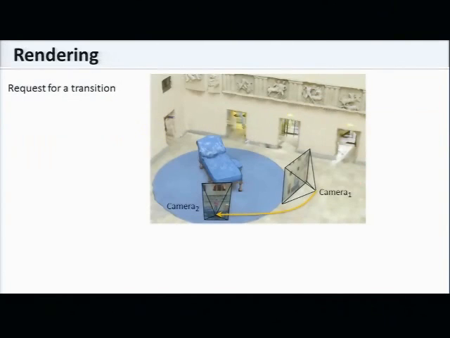So the navigation system is particular, but the initial part is pretty basic, because once you are attached to a camera, you just display the camera and everything is fine. But the problem is that when the user requests a transition from one camera to the other, the system has to generate the intermediate views between the two cameras.